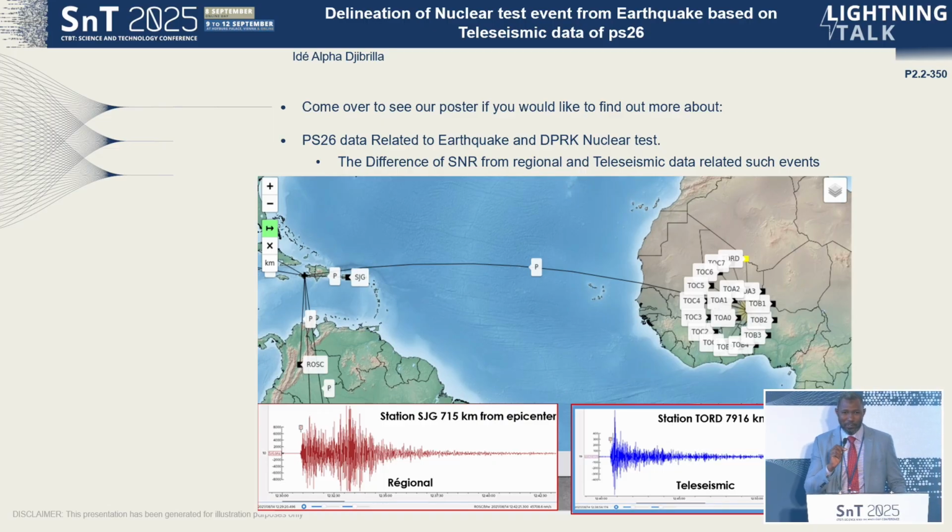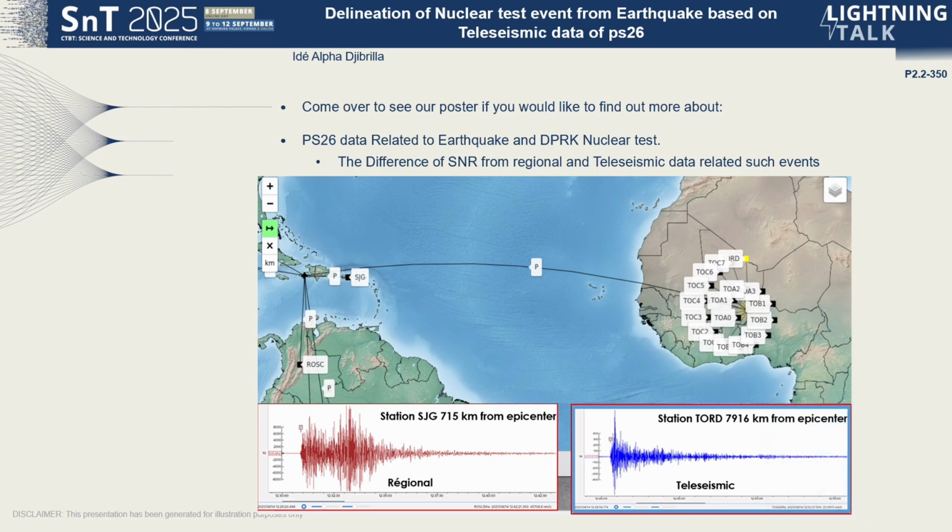Thank you, everyone. My name is Idi Alpha Jibrila from Niger NDC. The focus of my topic is how teleseismic data help to make a good delineation between a man-made event like an explosion and a natural event like an earthquake. We have our station, which is an array station, the quietest station to have in the network, the PS26 TORT.